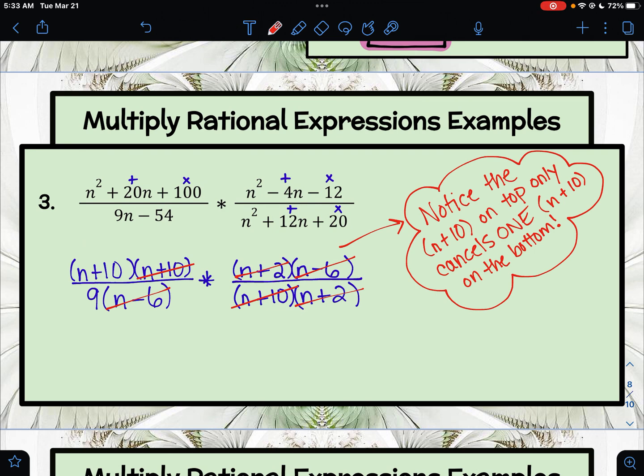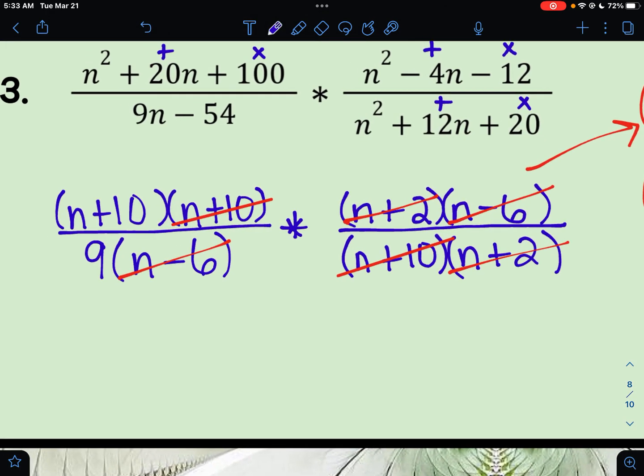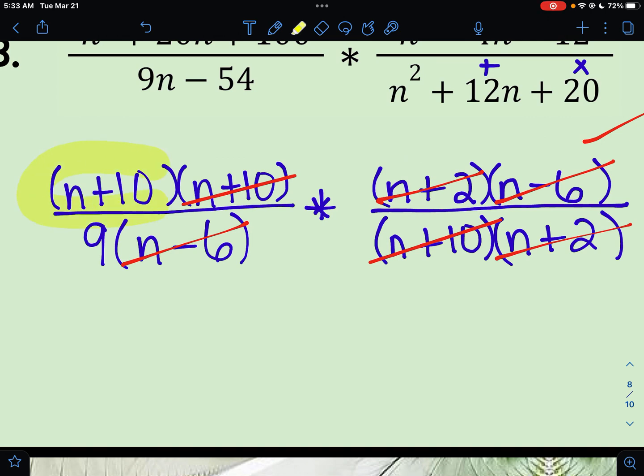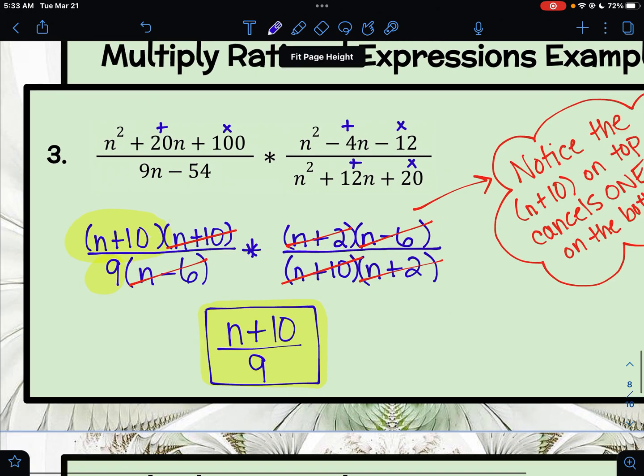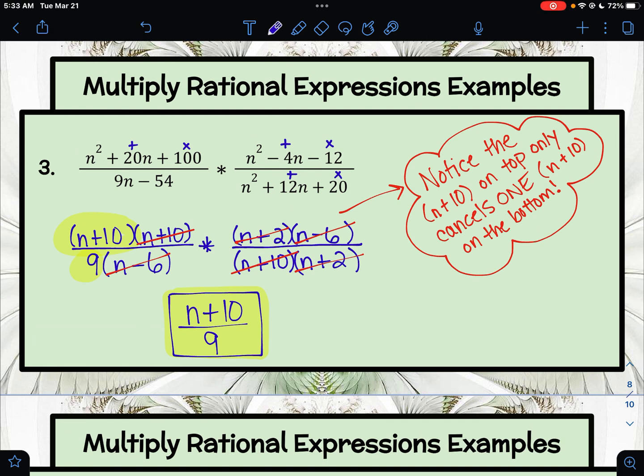So even though there was an n plus 10 in the denominator, we're still going to have an n plus 10 in our answer. So our answer is just whatever's left. This is on top. This is on the bottom. Okay. So really multiplying rational expressions is not a big jump in skills from what we did with simplifying.